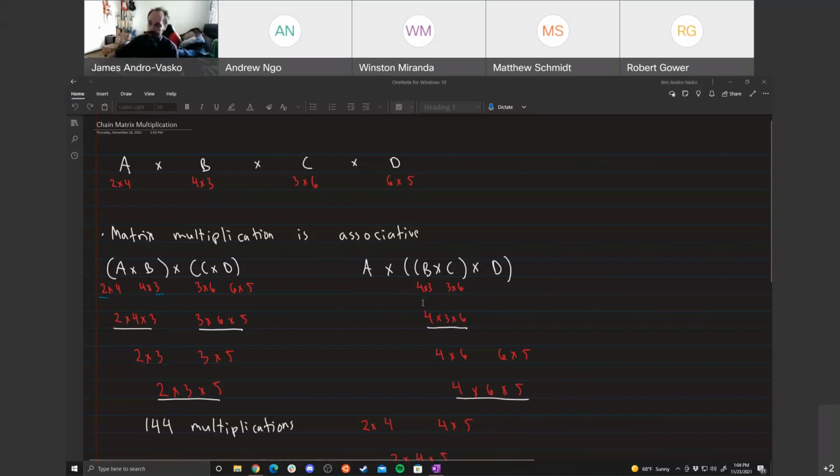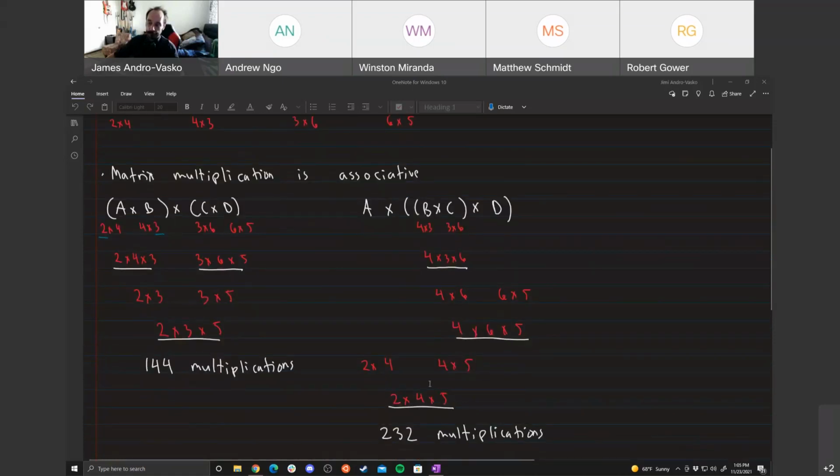And then same thing for this one. We have B times C first, so it'll be 4 by 3 by 6. And the result of this matrix, B times C, is going to be a 4 by 6 matrix. Multiply that to a 6 by 5 matrix, we're going to have this many multiplications, 4 times 3 times 5. And the result of this is going to be a 4 by 5 matrix. Multiply that to a 2 by 4 matrix, which will be this multiplication right there at the very bottom. And then we add up these 3 numbers together to get our result.